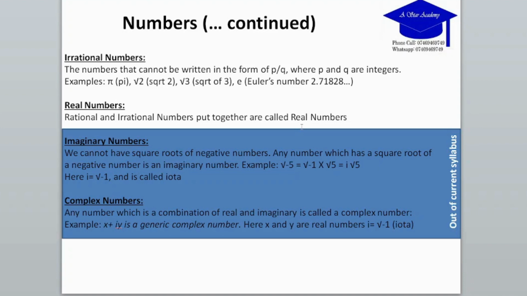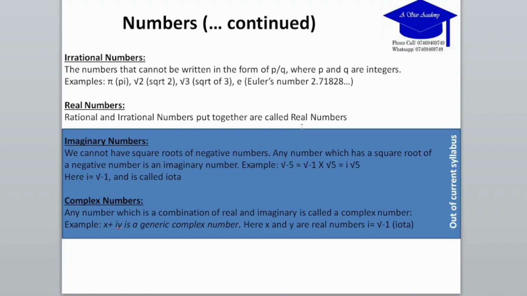So all these, whatever we write here, are approximations. For example, pi is written as 3.14, or it's also written as 22 by 7. That is an approximation. 22 by 7 is not exactly pi. So pi cannot be written in the form of p upon q. Same goes with the other numbers shown here.